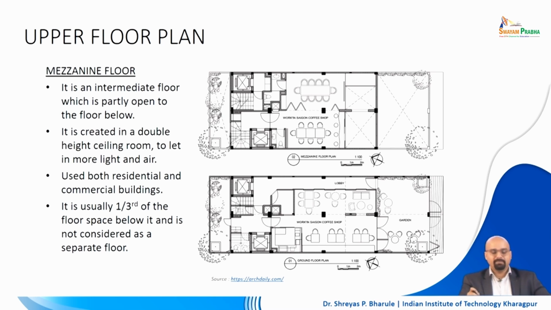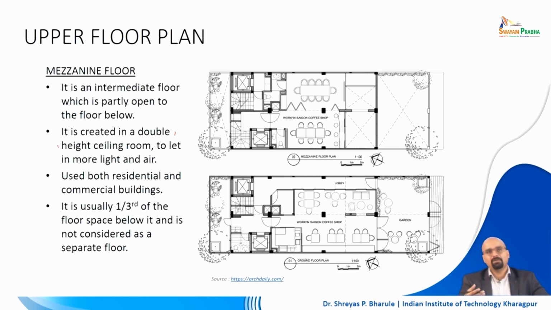Moving forward, when we have mezzanine floors. Mezzanine floors are basically intermediate floors, which are sometimes partly open, and they have some kind of access to the lower floor. Or sometimes they don't have access, they are just elevated on top of this. It basically creates a double height in the ceiling of the room, and it's particularly done to bring in more light, more air, and more ventilation.